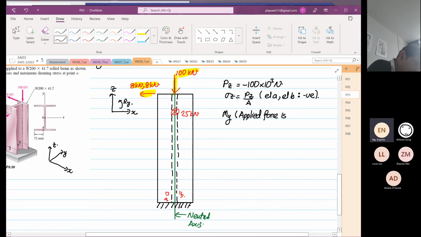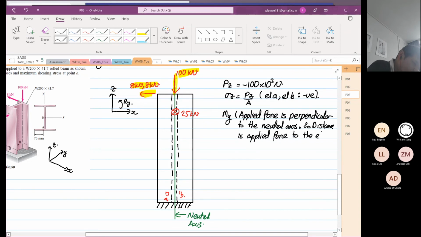is what? Perpendicular to the neutral axis. Yes or no? Right. So therefore, distance is applied force to the element. Right.